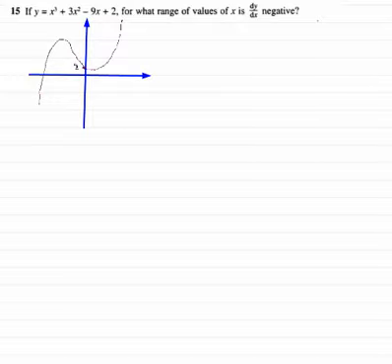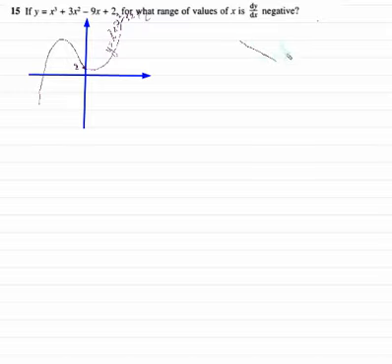Here may not be correct. So assuming this is y equals x cubed plus 3x squared minus 9x plus 2. If you look at this graph here, when this is negative, basically the tangent at a point is slanting this way.